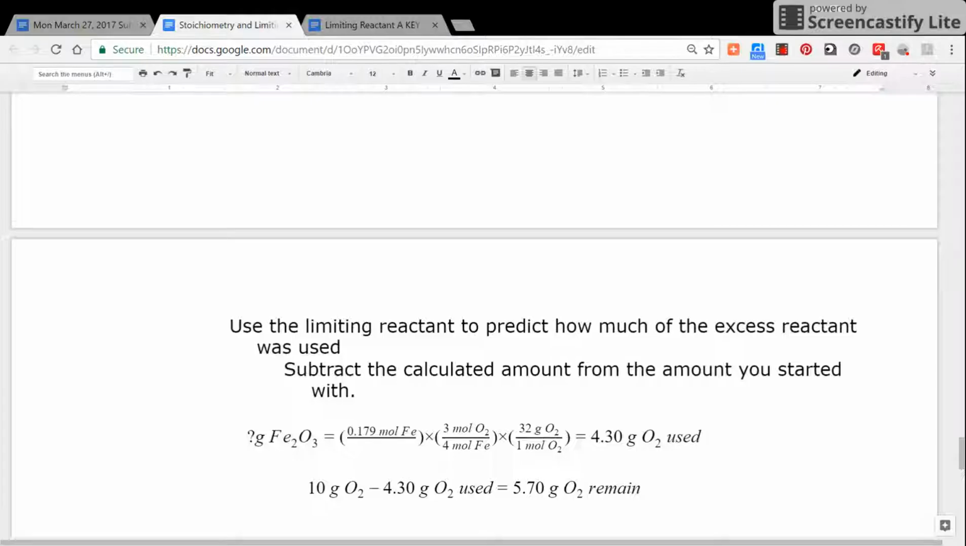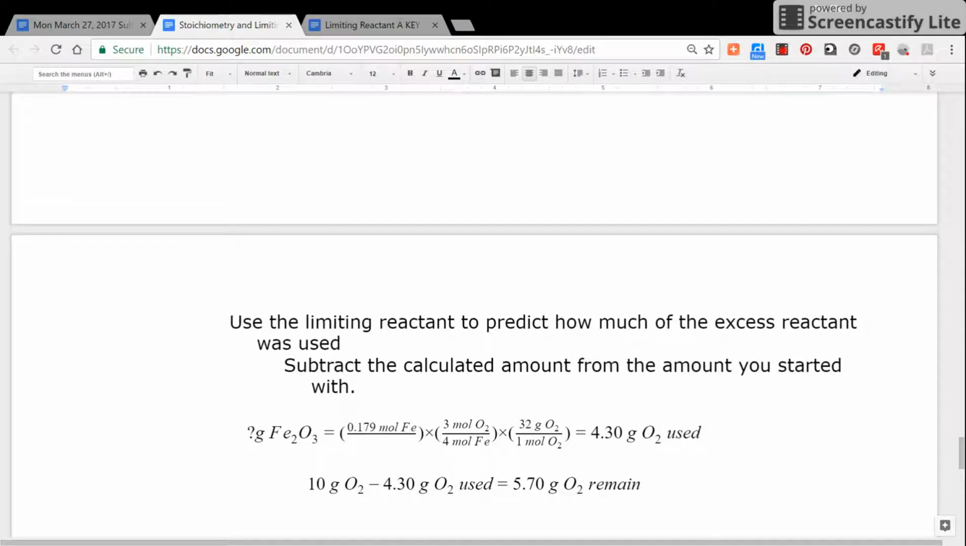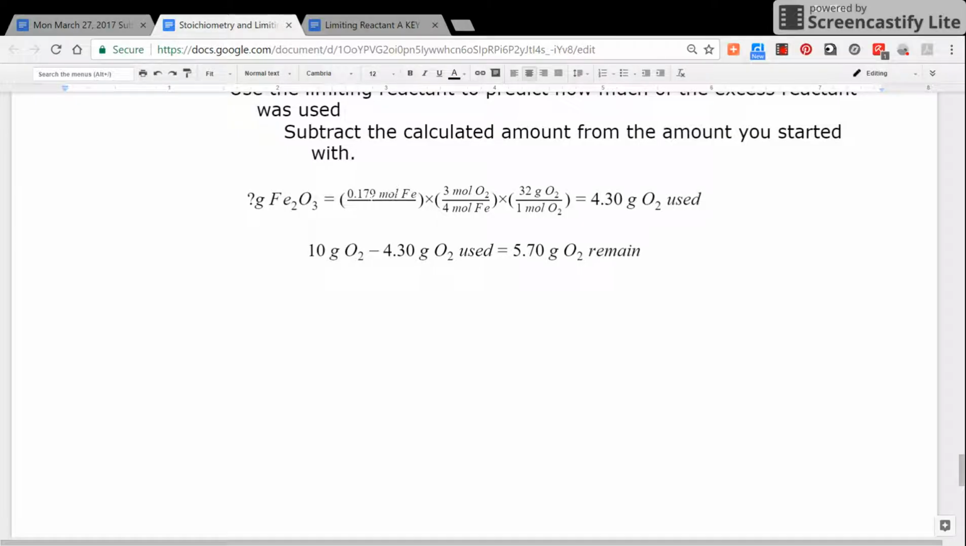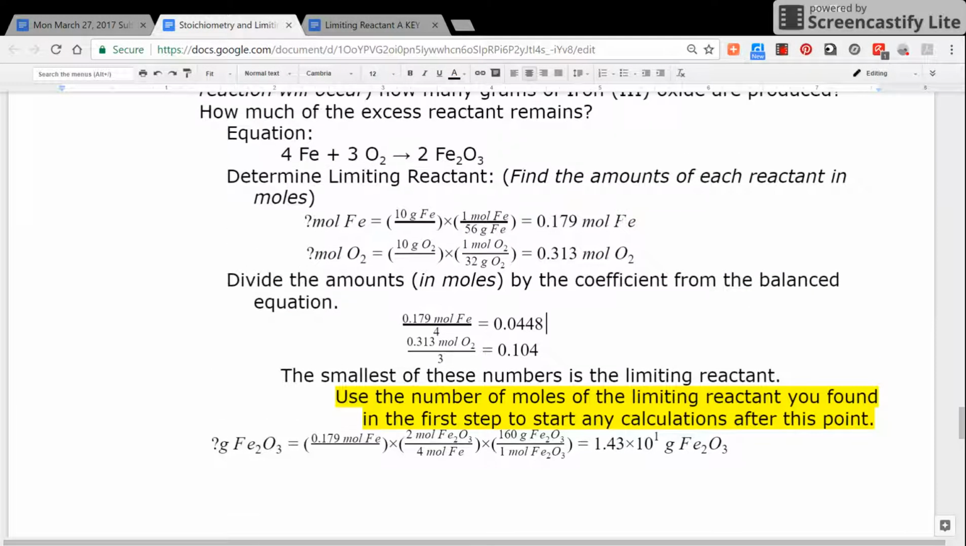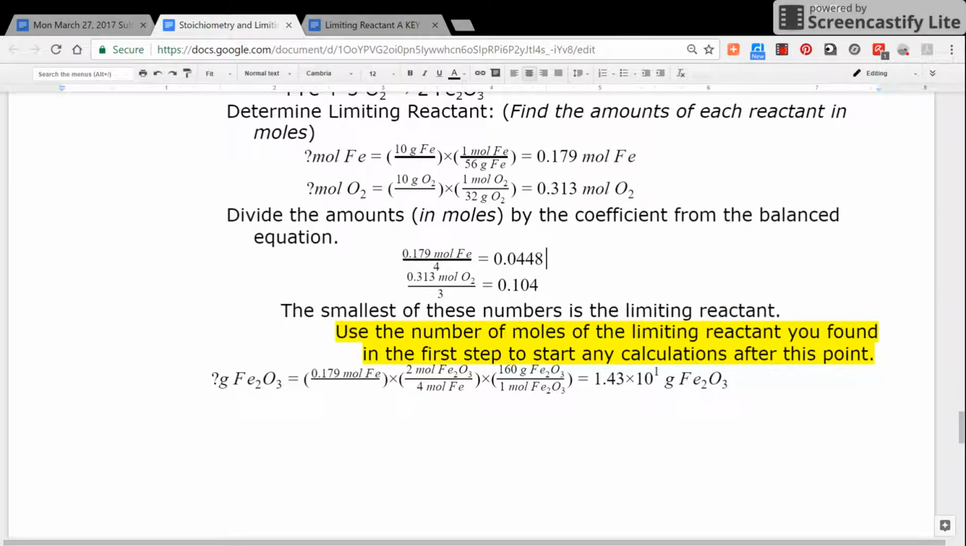Step 3 is to figure out how much of the excess reactant you wasted or you didn't use or you have left over. First, you need to figure out how much you used. Just like the last problem, we're going to start with the moles of our limiting reactant that we calculated. You're going to do stoichiometry over to the excess reactant. Remember, we figured out oxygen was the excess reactant back up in step 1. Oxygen was the bigger number, so it's the one we have too much of.